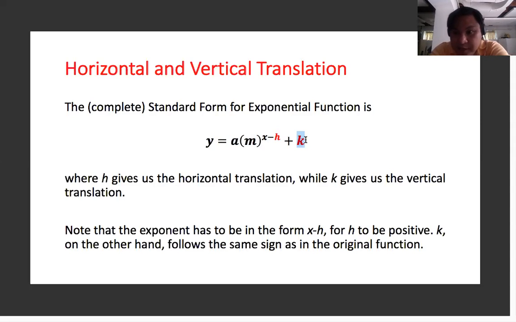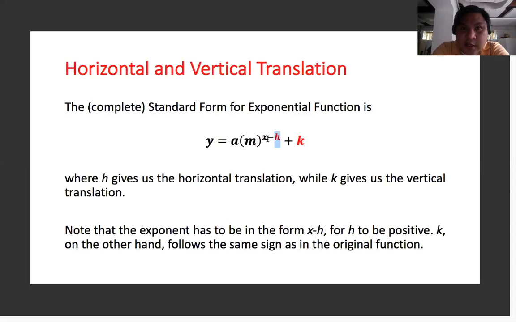Right? So the important thing here to remember is that this one should be a minus. It should be x minus a particular number for h to be considered positive. If it were written as x plus something, then the h you are considering is actually negative. This is very, very important. So for the h, you need to be very wary of the sign or the operation in between the x and the h. If the operation in between is a minus sign, that means h is positive. If the operation in between is a plus, then h is negative.